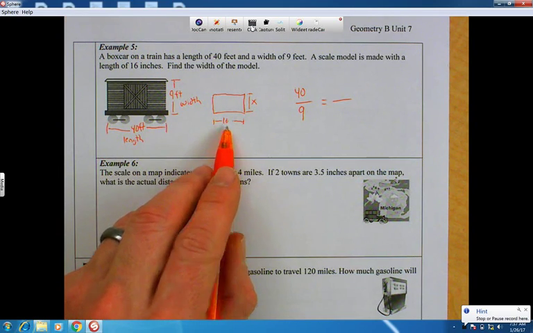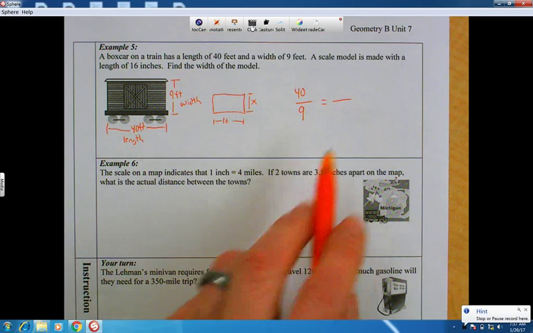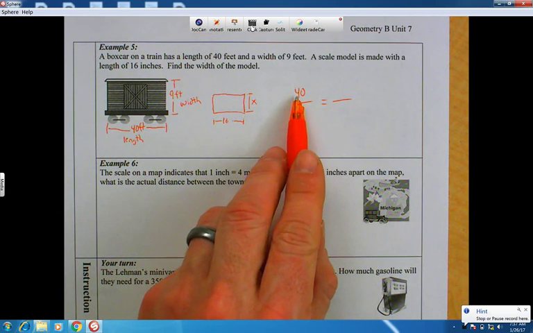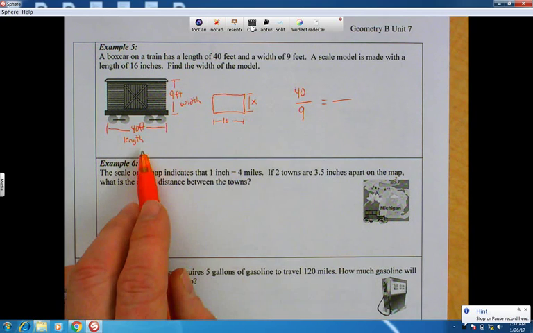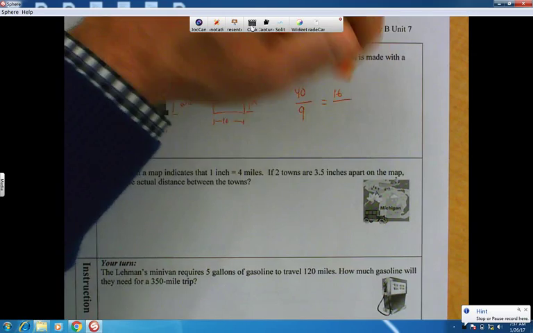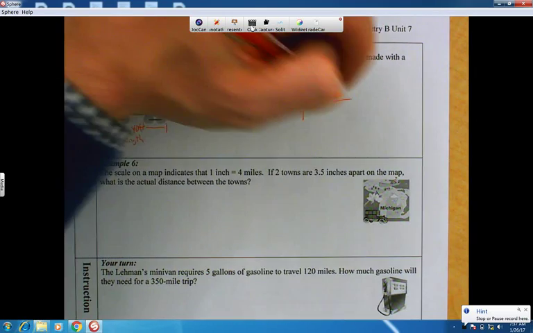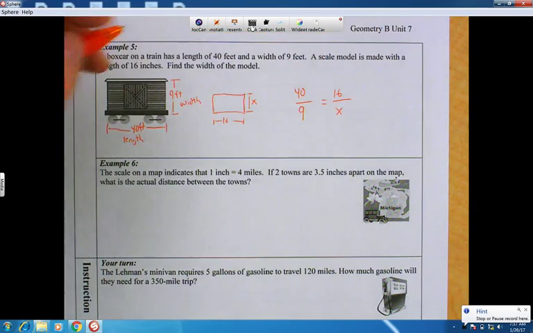So the 16 here, I have again a choice to make. Do I put that on the top or do I put it on the bottom? Well, because I made the choice to put the 40 on the top, and the 40 is a length, I also have to put the 16 on the top. And the side that I don't know is that missing width. That's my X, and it's going to go right there.